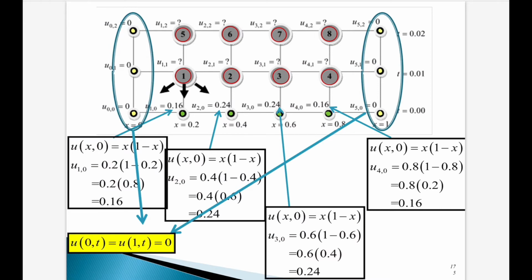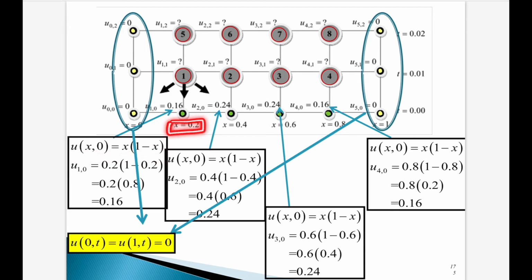Okay, in details, the grid can be written like this. So this is the boundary condition, all zeros, the yellow point. And this is how you get the value of the green point. Okay, the first green point, U10, second green point, U20, the third green point, U30, and the fourth green point, U40. This equation is given in the question.